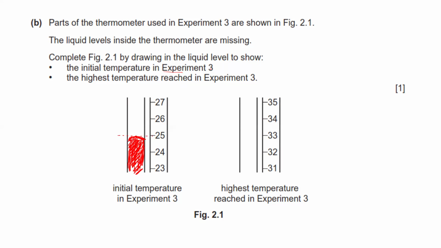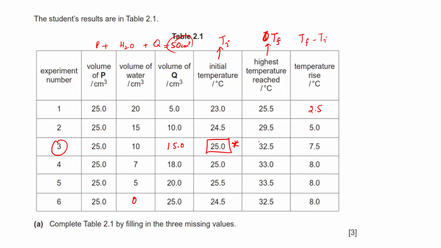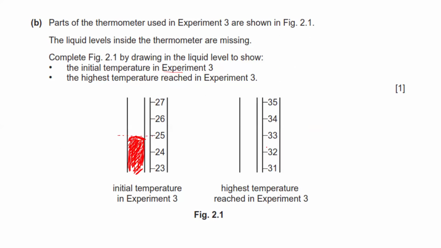Then the highest temperature reached in experiment number 3. The highest temperature reached is 32.5. So 32.5 would be somewhere here. This will be your 32.5 line. So it would be something like this. There would be a bulge, and you have to show this bulge, because there is a liquid inside this thermometer. So this is 32.5 degrees C, and this is your 25 degrees C. This is how you make this.